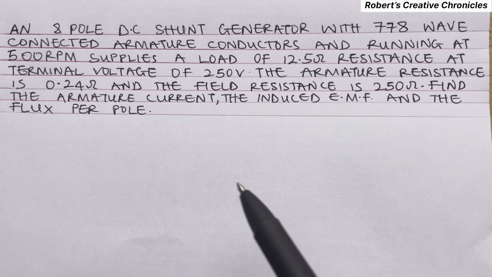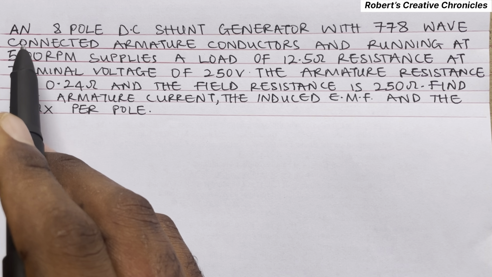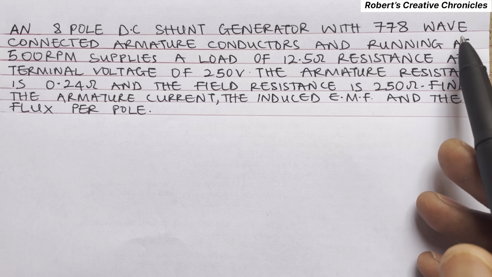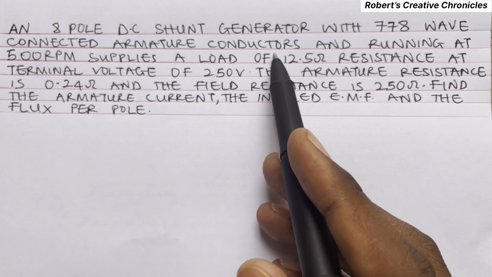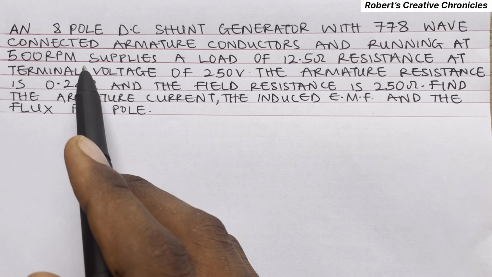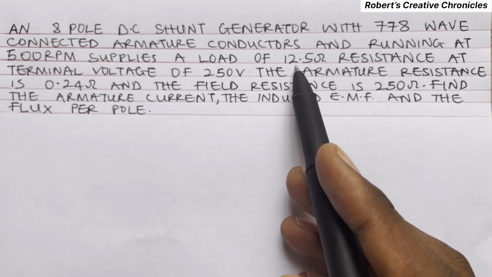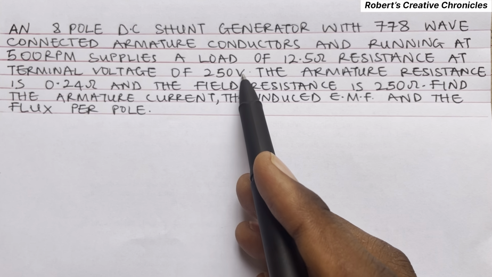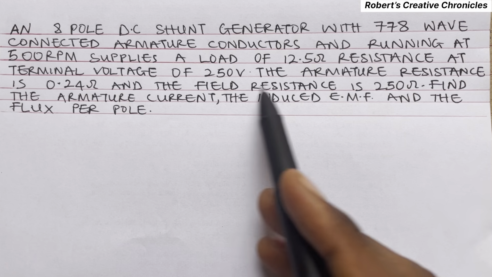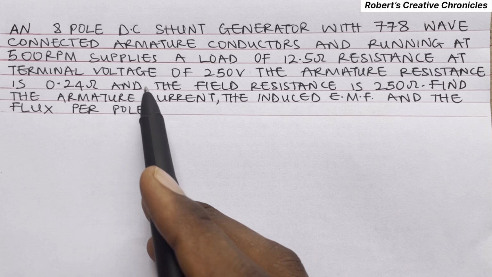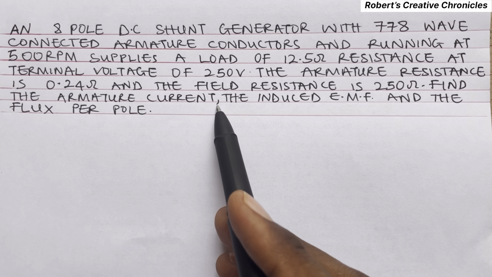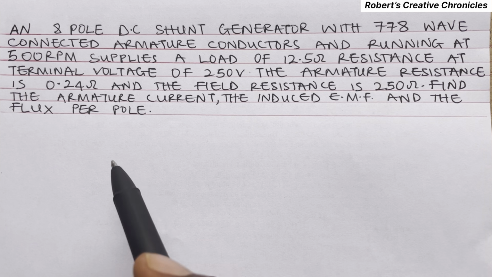So today we'll be solving this question, which states that an 8-pole DC shunt generator with 778 wave-connected armature conductors and running at 500 RPM supplies a load of 12.5 ohm resistance at a terminal voltage of 250 volts. The armature resistance is 0.24 ohm and the field resistance is 250 ohm. Find the armature current, the induced EMF, and the flux per pole.